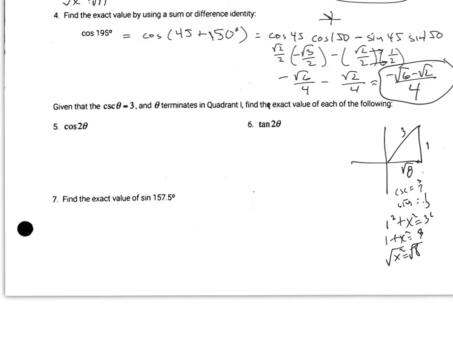So for my cosine of 2 theta, I'm going to go ahead and use cosine squared theta minus sine squared theta. So the cosine, everything's positive, so I don't have to worry about my signs, but the cosine is radical 8 over 3.